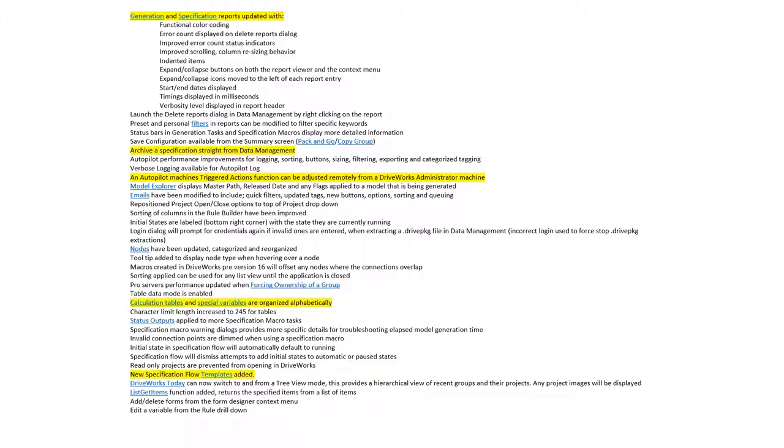They added some generation and specification reports with color coding, having the error count displayed on the generated report dialog, so I don't have to go back inside my group or my project to see where the errors were coming from. There are many things like that, like archive a specification straight from data management instead of from the project. Why not? Well, now we're able to do that. Also, on autopilot machines, triggered action functions can be adjusted remotely from a DriveWorks admin now. So I don't need to go in an autopilot, open that up, and trigger those actions or manipulate them from there now.